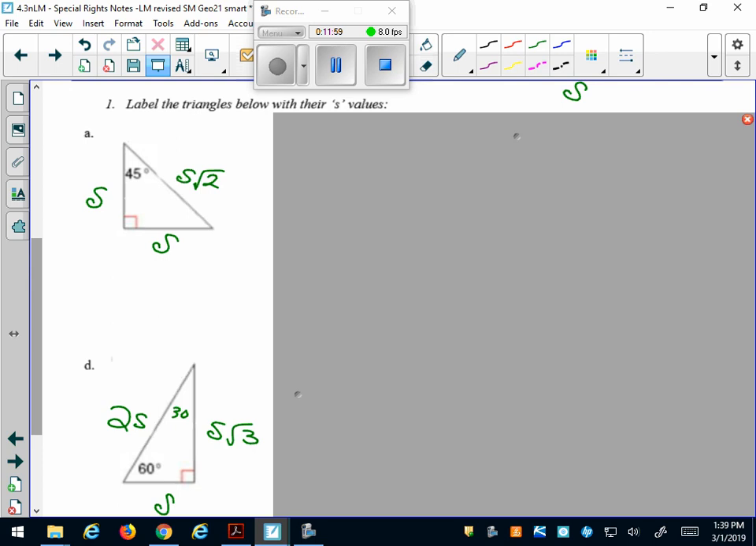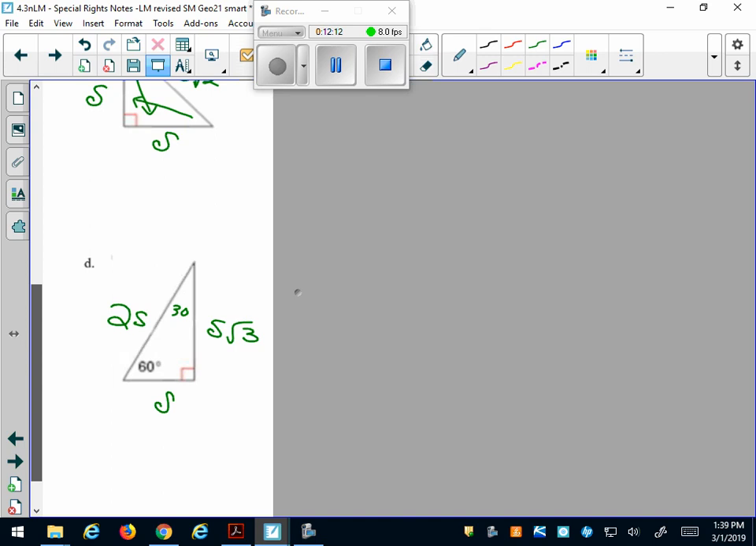So this one, the side across from 45 is S. The side across from the other 45 is also S. And the hypotenuse is S root 2. Down here, across from 30 is S. Across from 60 is S root 3. And the hypotenuse is 2S, double the shortest side.